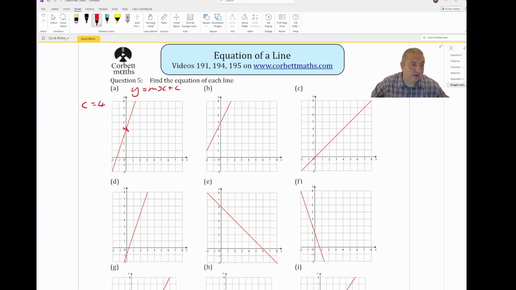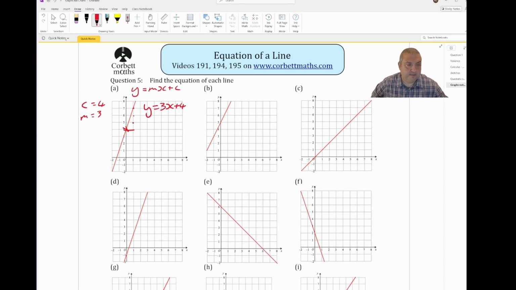What's the gradient? Well, the gradient is how much it goes up for how much it goes across. Every time it goes across 1, it goes up 1, 2, 3. So m will equal 3. So the equation for this will be y equals 3x plus 4. So we'll go to a couple more.